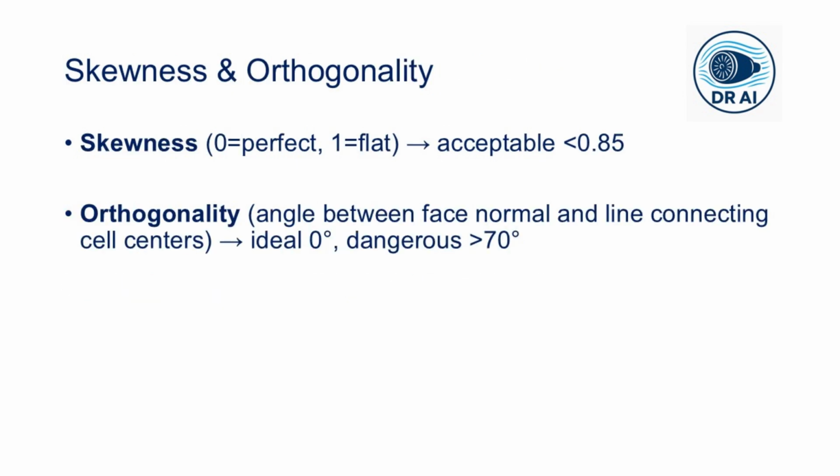The second key metric is the skewness, how far the cell deviates from an ideal shape, equilateral triangle or the square. When the skewness value is 0, it is considered perfect. If it is 1, it is completely flat. Acceptable is when its value is less than 0.85, and dangerous is when its value is greater than 0.95, which means it would have high truncation error.